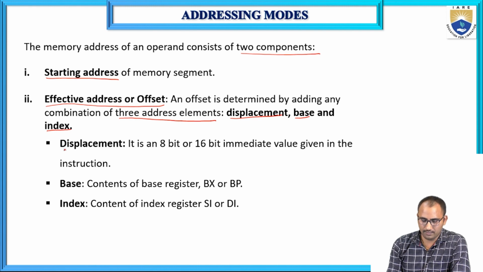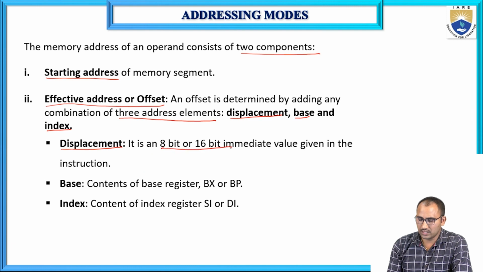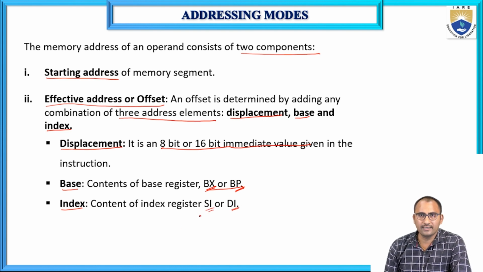What is displacement? Displacement is an 8-bit or 16-bit immediate value given in the instruction. And base: the contents of the base register, BX or BP. As a base register, we can use either the BX register or the BP register. And the index register: the contents of the index registers are SI or DI. SI means source index and DI means destination index.